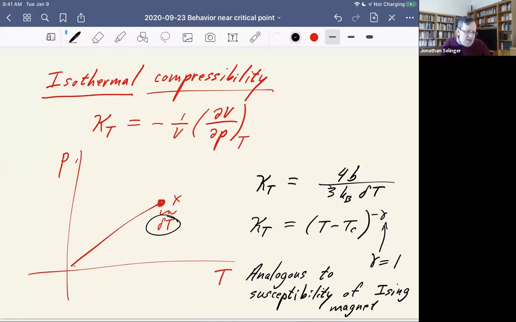Okay, so that is my story about zooming in on the critical point in the liquid gas system. In the next class on Friday, I'm going to talk about what happens if you work at constant volume instead of constant pressure. And then next week, I'll try to get into Landau theory and a more fundamental reason why we have this similarity between the liquid gas system and the Ising magnet.